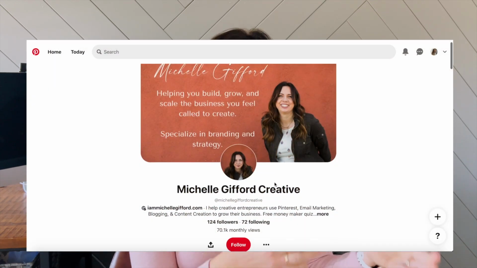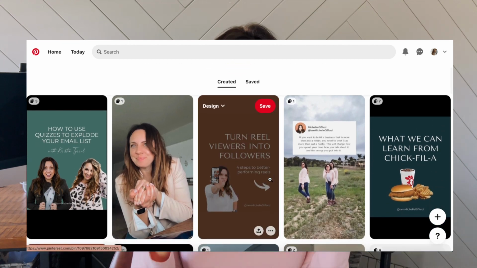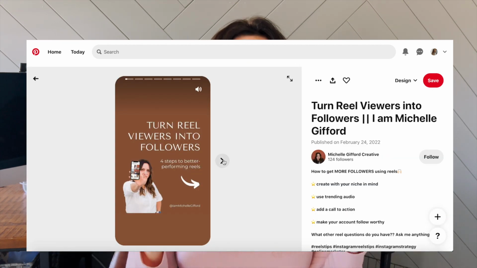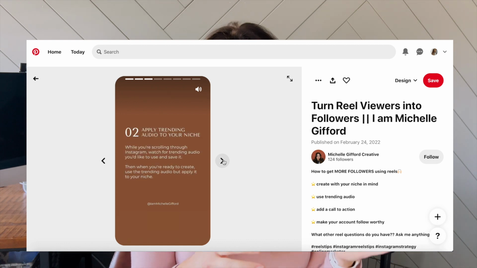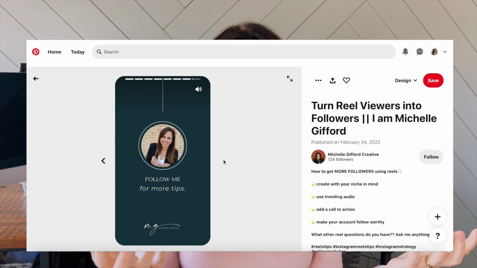So let's talk about idea pins. What are idea pins anyway? Well, idea pins used to be known as story pins. And what they are is videos and pictures strung together in one pin. So it's kind of like a slideshow, and you can have videos and images together. You can have up to 20 pages, and Pinterest recommends that you do no less than 5.